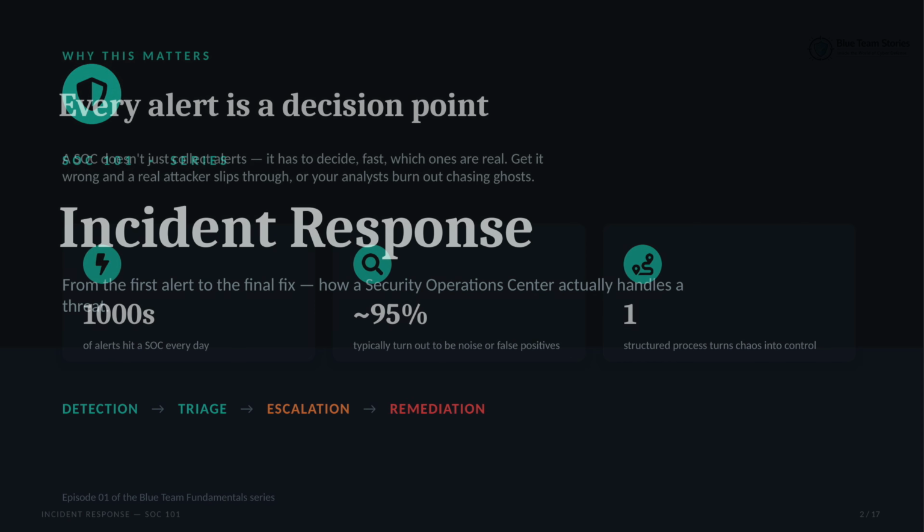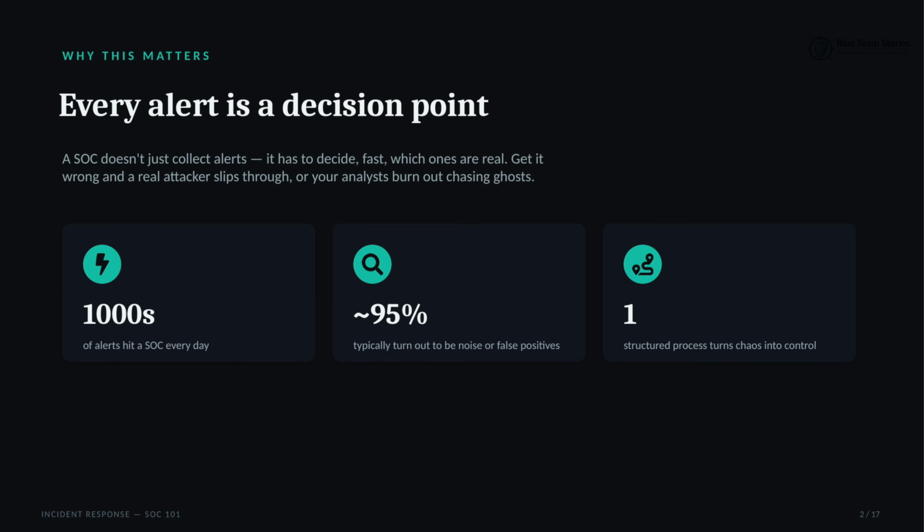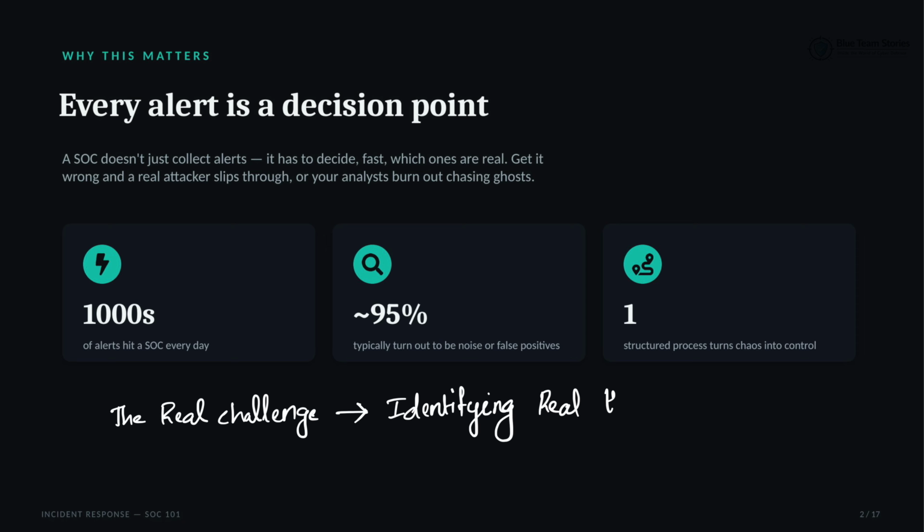Let's get started. Why this matters. A modern SOC can receive thousands of security alerts every day. The challenge is that most of those alerts are not actual threats. Many are false positives, misconfigured rules, or normal user activities that simply appear suspicious. The purpose of incident response is to separate real threats from noise and ensure that security teams focus on what truly matters. Having a structured process helps analysts investigate efficiently while reducing the risk of missing a genuine attack.